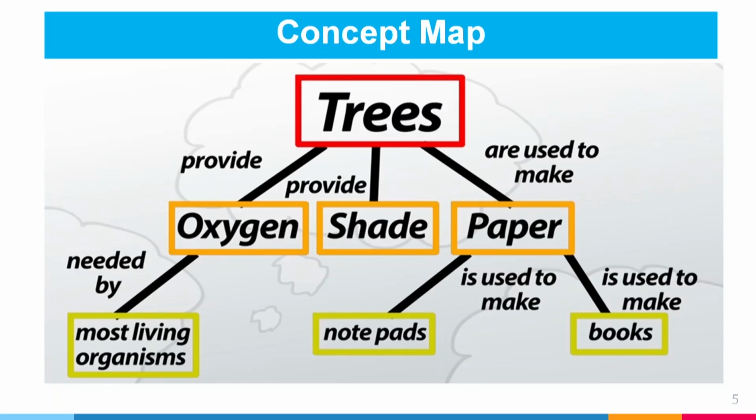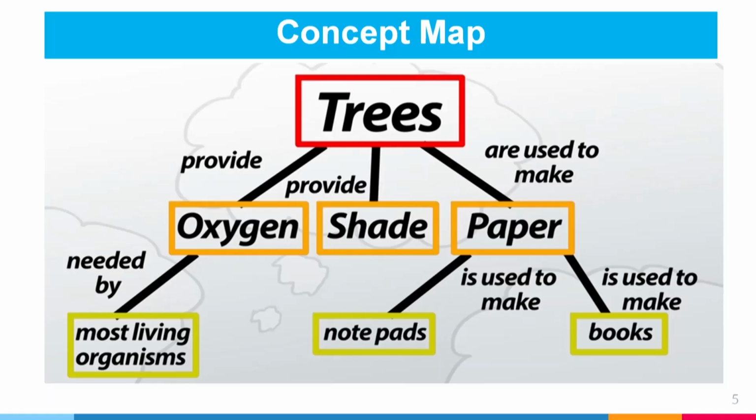So when you take this particular example, tree as a general concept, under that there are subconcepts like oxygen, shade, paper. On its own, this has no meaning. As it is connected to tree as paper, that means there is a link or relationship between trees and paper, that is, trees provide paper. This "provide" is the relationship. That means how paper is related to tree, because tree provides paper.